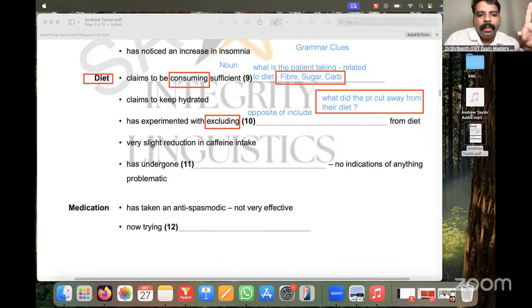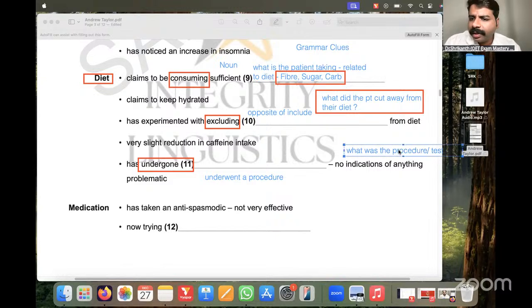Right. Now, the 11th question, the second last question: the patient has undergone dash no indications of anything problematic. So here the patient has undergone. So that means the patient has undergone a procedure. Okay, so that is a patient has undergone a particular procedure. So here you have to find out what was the procedure. Okay, what was the procedure? Or we can say what was the test? So maybe the patient underwent some kind of a test over here, and your duty is to find out what procedure or test the patient went through.